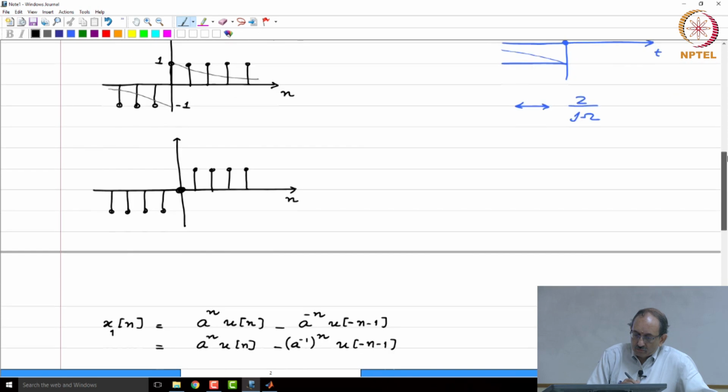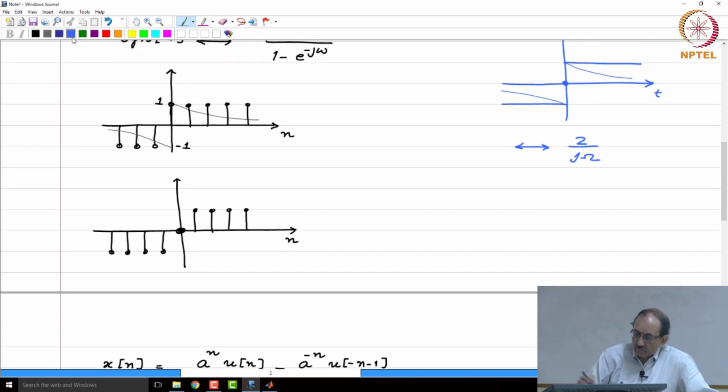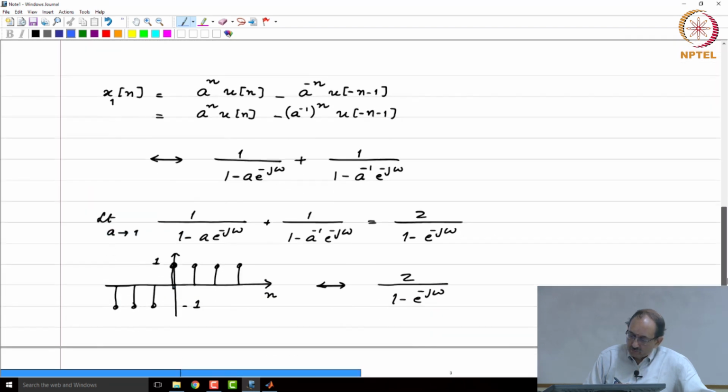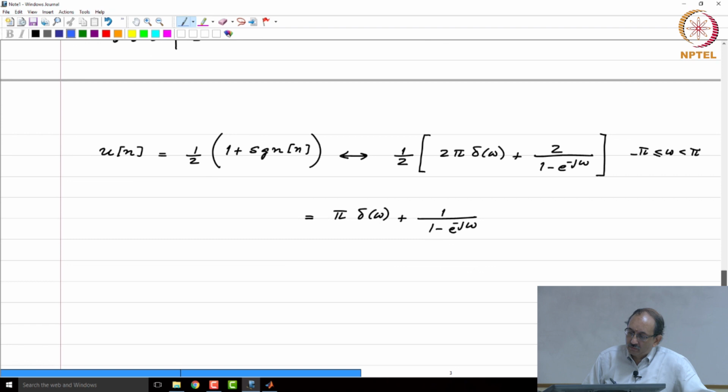And if you recall, the continuous time Fourier transform of u of t was pi delta of omega plus 1 by j omega. You can almost immediately see this because you can write u of t as half times 1 plus Sgn of t. So, now you see the similarity between that and this. So, now you have the Fourier transform of u of n.